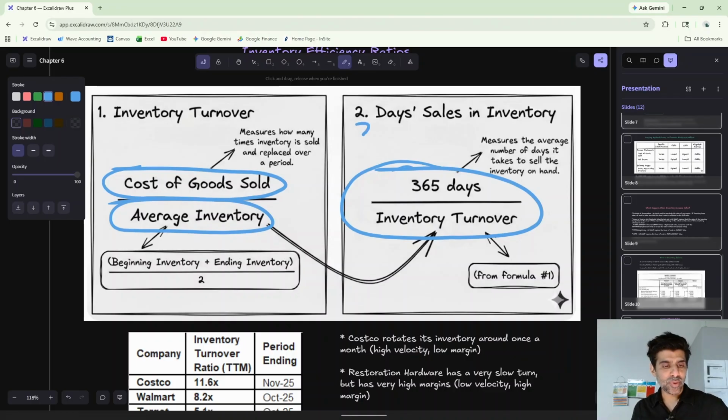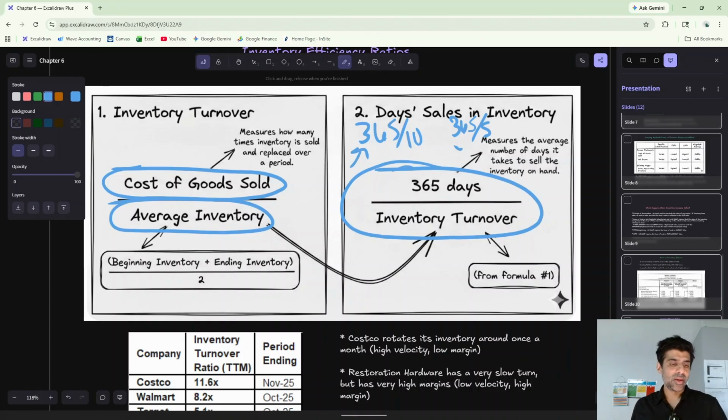So let's say you had a business that had a turnover of 10x, versus 365 over 5, right? This is going to be a smaller number, meaning less days versus this.